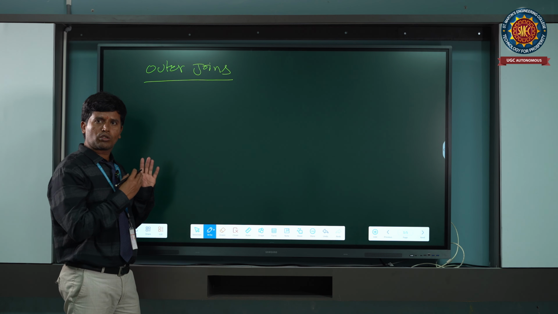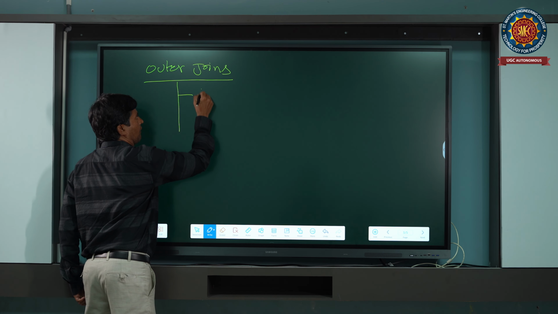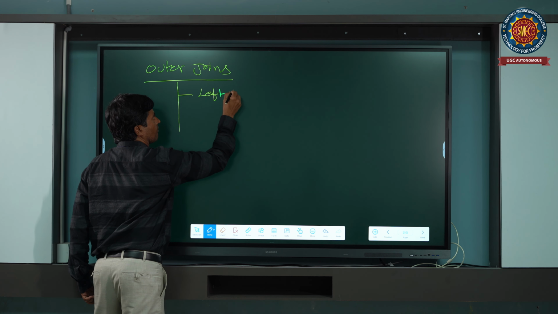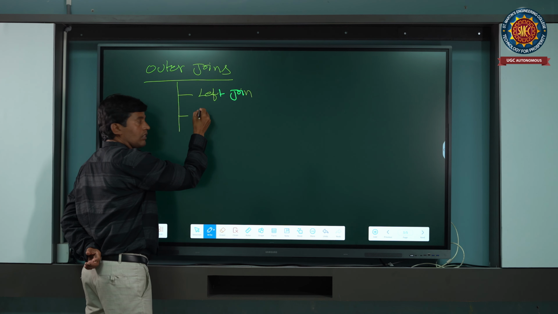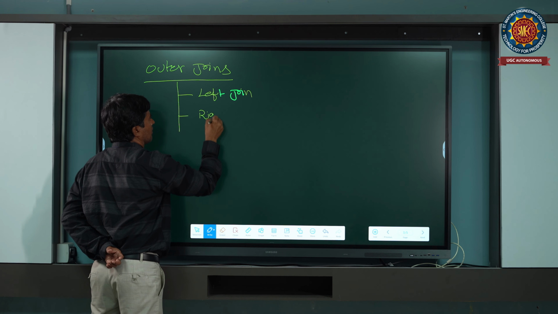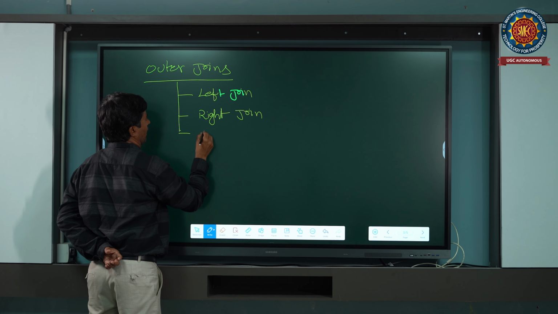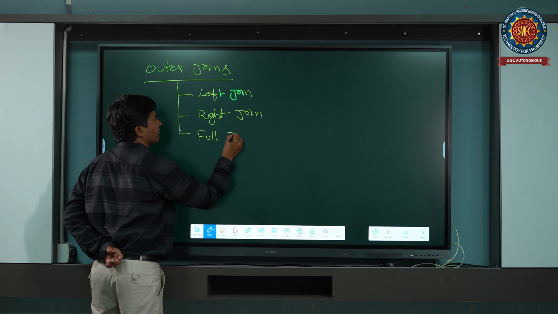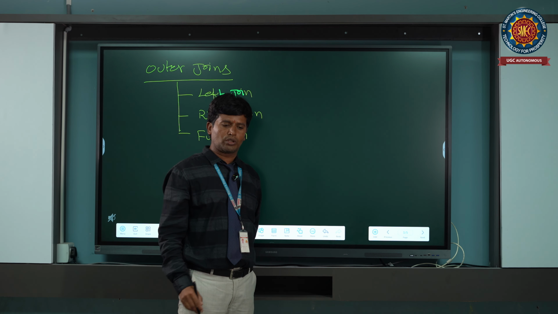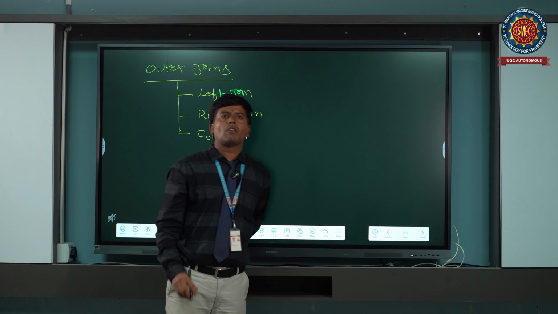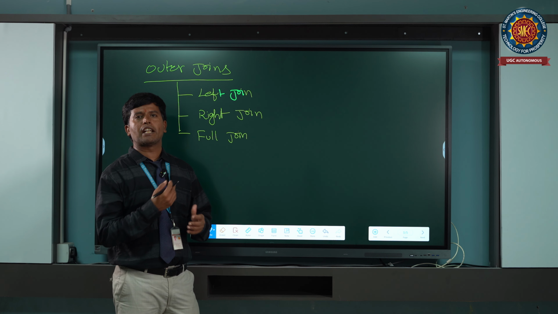Finally, outer joins are classified into three categories: one is the left join, right join, and full join. We use these three kinds of outer joins instead of equi join to select the records from two or more tables without losing any data from any one of the tables.